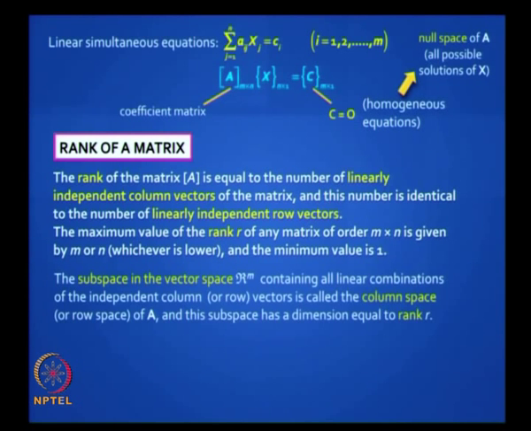Okay, let's look more closely at this. The subspace in the vector space Rm containing all linear combinations of the independent column or row vectors is called the column space or row space of A, and this subspace has a dimension equal to the rank R. So you have to finally get to the number of linearly independent vectors. Take a look at this matrix. It's a 4x3 matrix. Obviously the rank cannot exceed 3, so is the rank 1, 2 or 3?